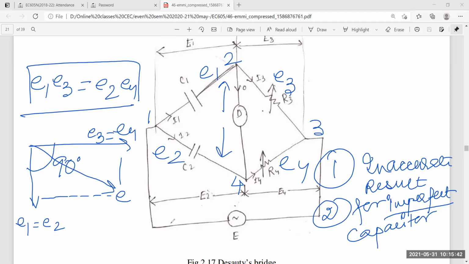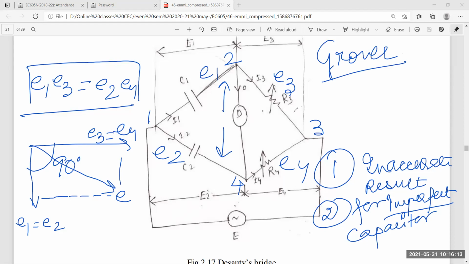Okay. So now we need to modify the de Sauty bridge. How will we modify it? Now we have to modify this de Sauty bridge so that it can give us accurate results for imperfect capacitors. This modification was done by a scientist whose name is Grover. This scientist made this particular de Sauty bridge circuit a bit more complex.